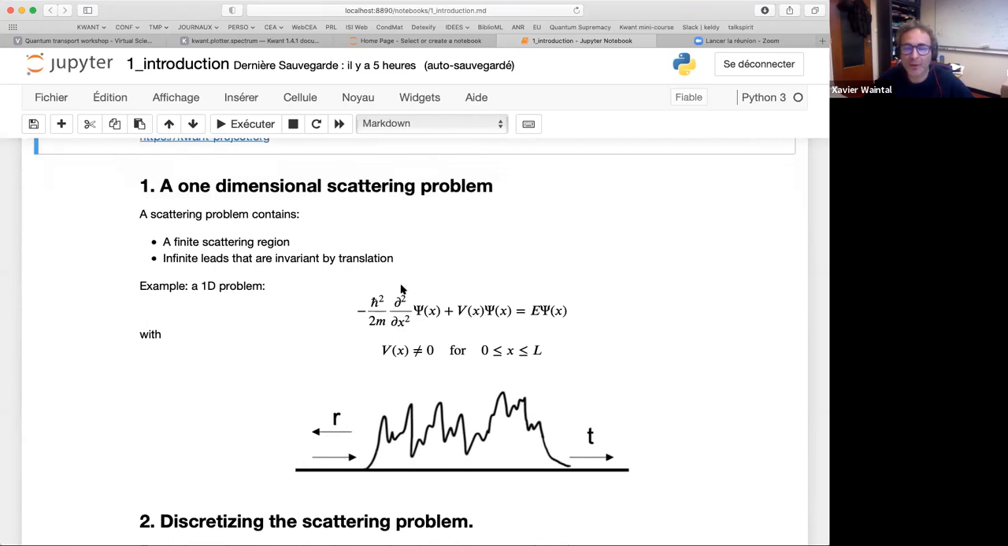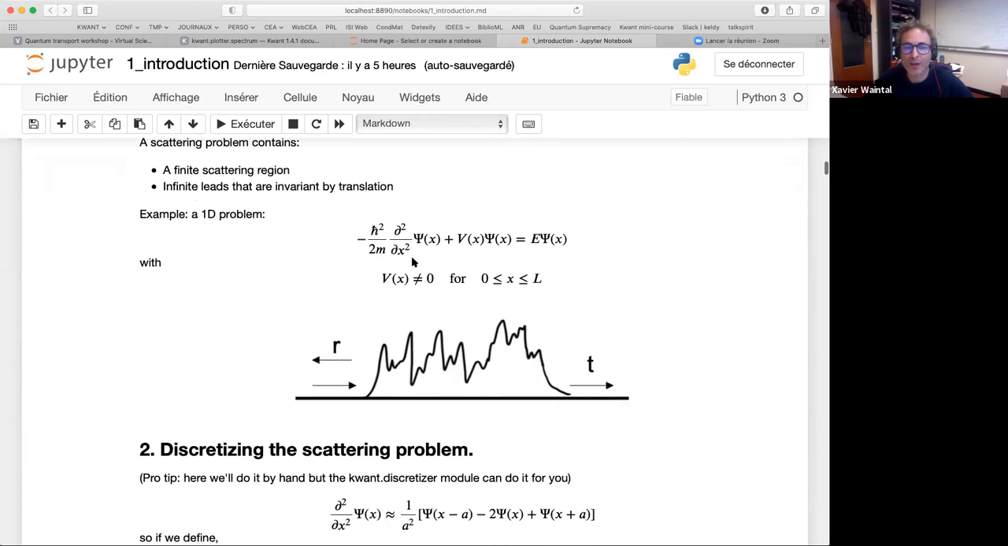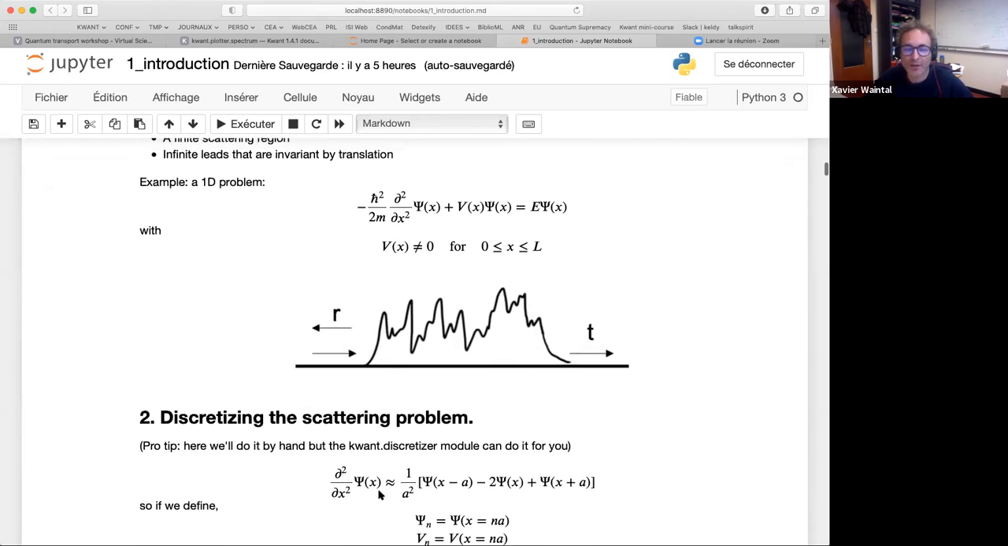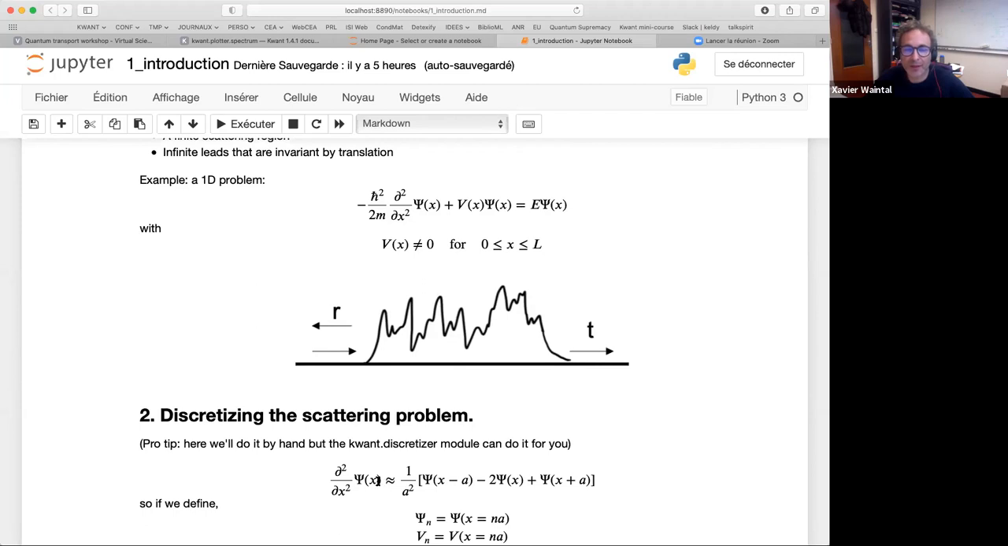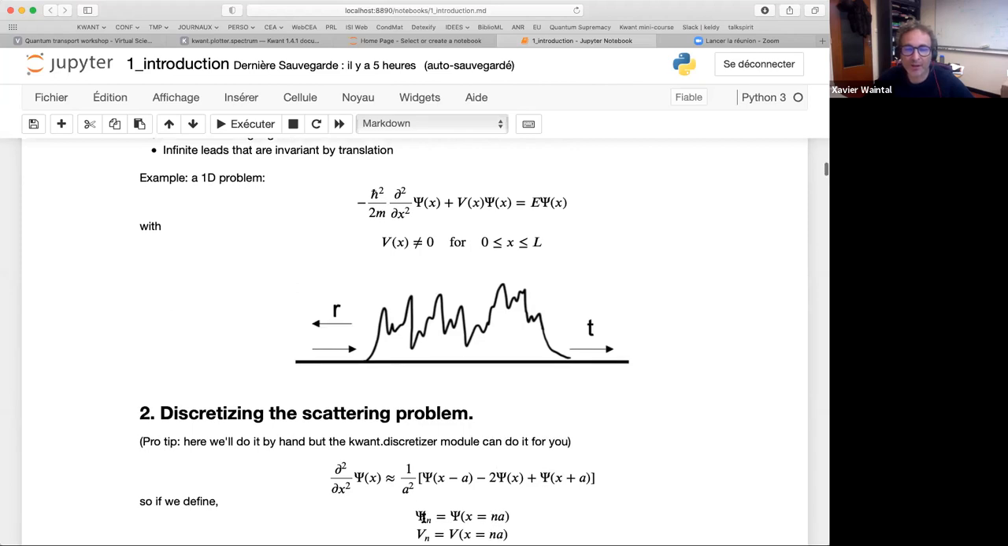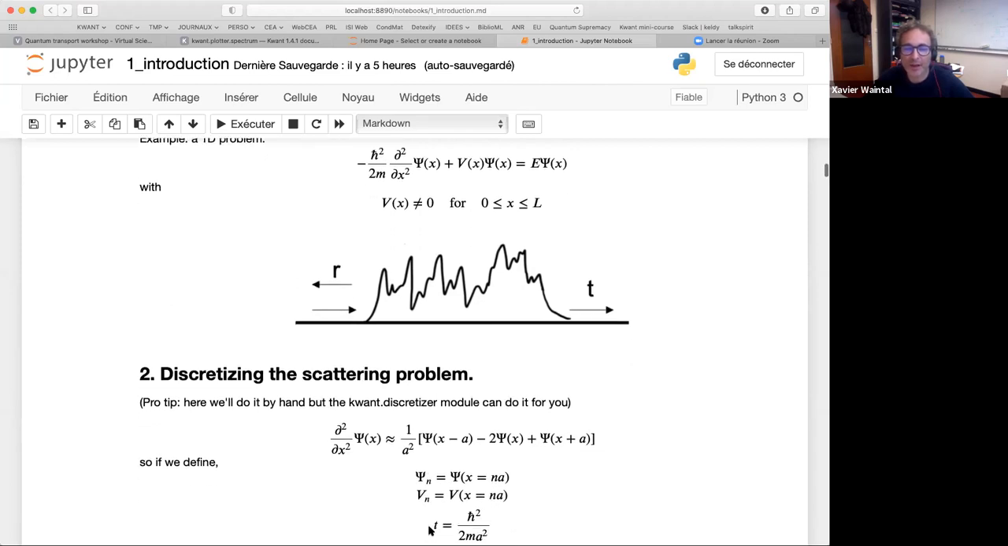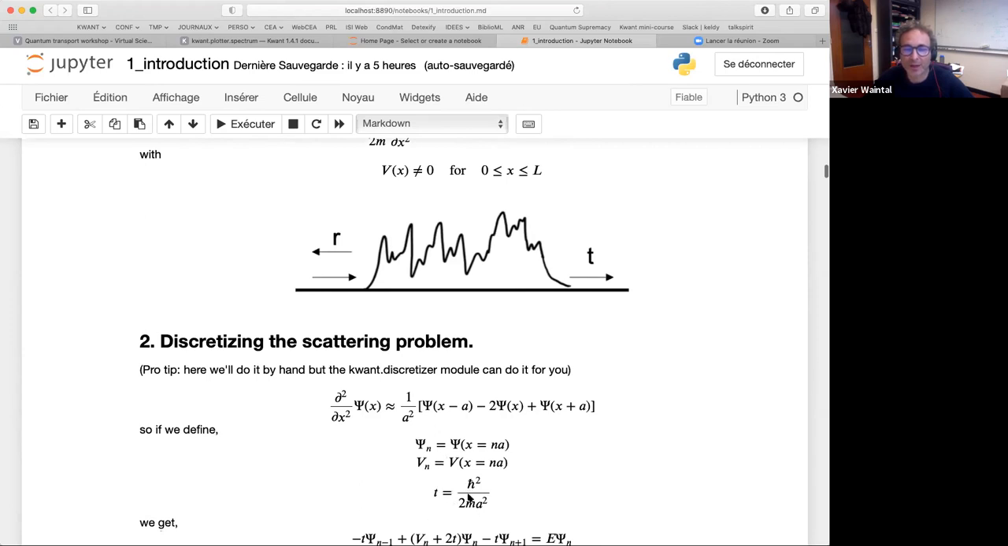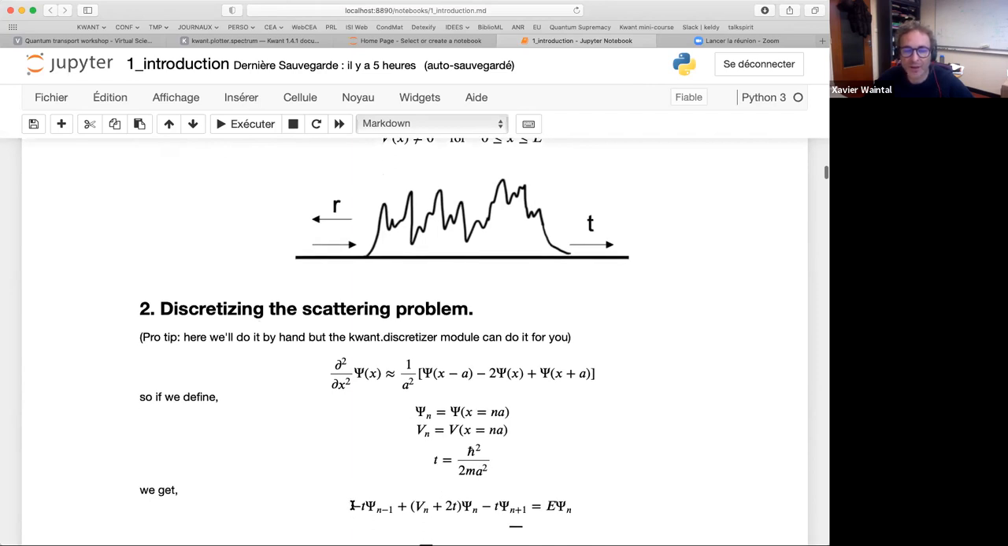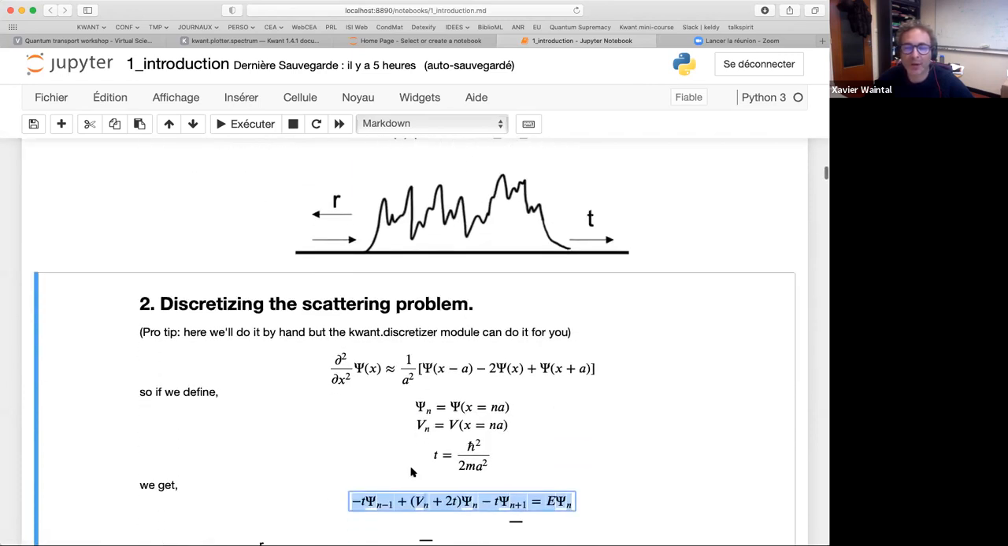Kwant only deals with discretized problems. So in this case, we will just replace the second derivative here by its discretized form. Essentially, that's a second derivative once you discretize. a is the lattice spacing. Once I have done that, I have psi of x only at very particular points: an integer times the lattice spacing a, and I call that psi n. The same for V n. If I call h bar squared over 2 m a squared t, then I arrive at this discretized equation.